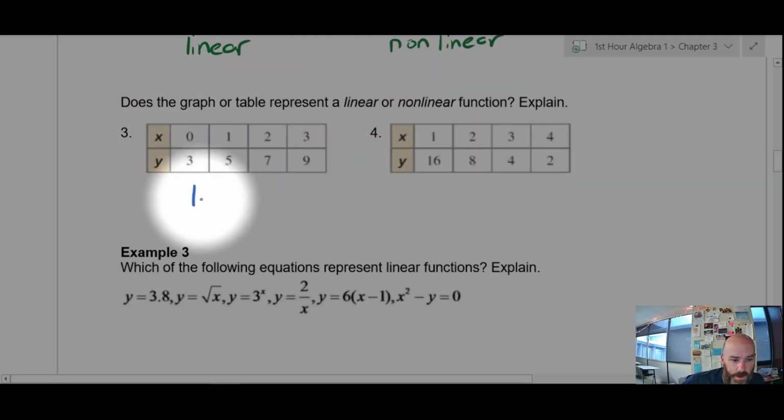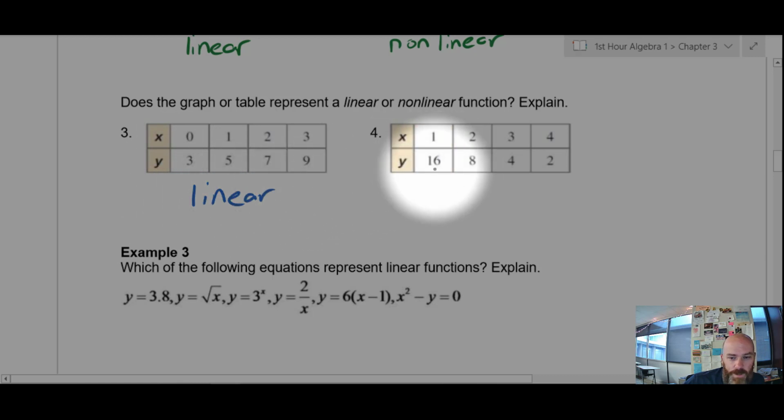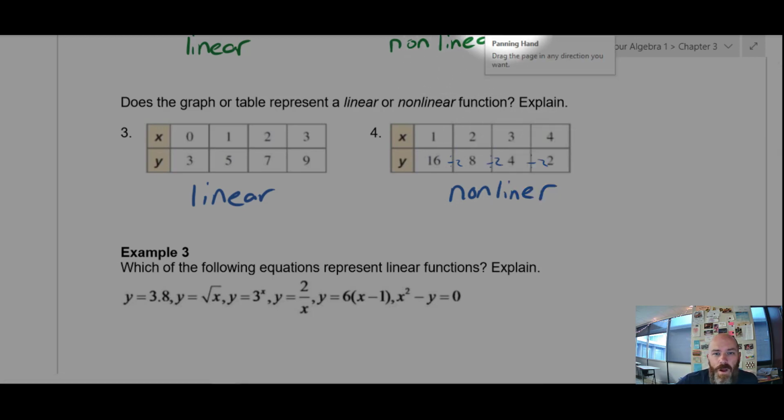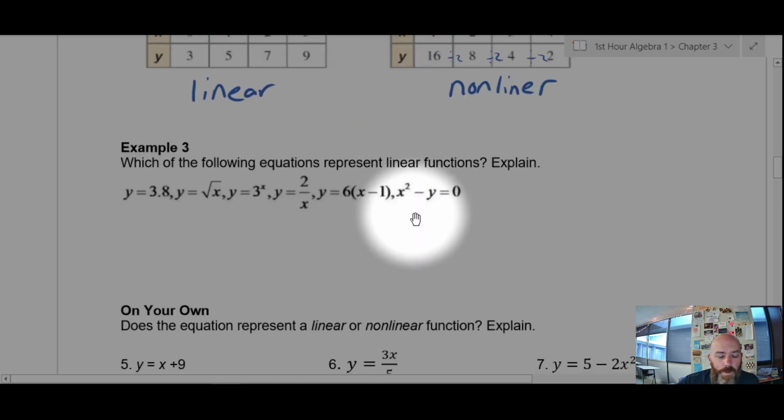All right, let's look at these tables when you did those. The first one is a linear function. The second one is nonlinear. The second one, you're dividing by 2 every time, but the pattern has to be adding or subtracting for it to be a constant rate of change. All right, last example for these notes is example 3.